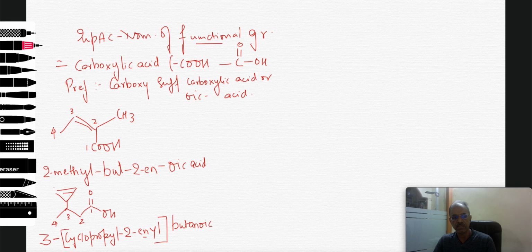Then butanoic acid, because the acid will always be at position 1. So you can say only butanoic acid, or people can also write butane-1-oic acid. People do write like that also. But butane-1-oic acid is similar to butanoic acid, because it is understood that the oic acid will be at the first position, right?